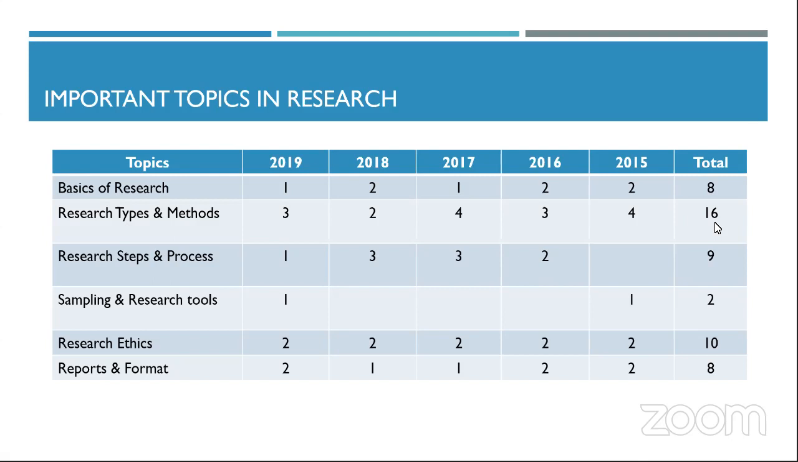Of course, basics of research, you can expect that yes, you will get one question. Reports and format, and research ethics is another topic. For example, for the highest weightage, research types and methods, you can expect 2 to 3 questions. And research ethics is something where you can definitely expect one question. We have not seen 2 questions on research ethics in any paper, but we've seen that one definitely. It's never been that there's not a single question on research ethics, so for sure one question will come on research ethics. Similarly, steps and process and so on.